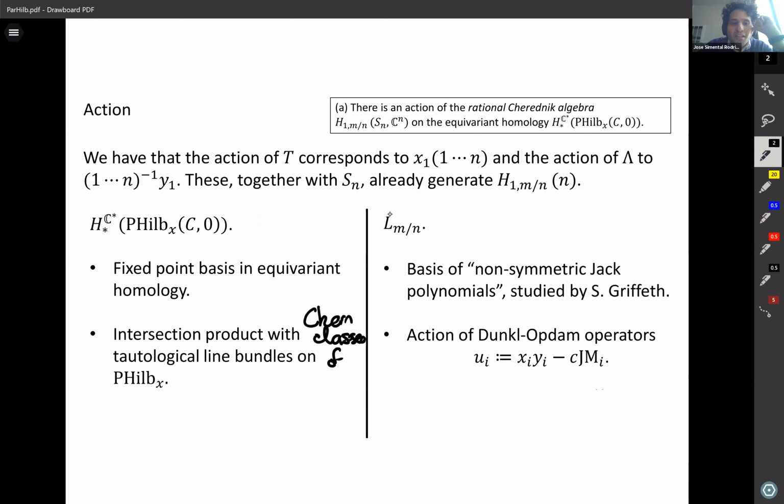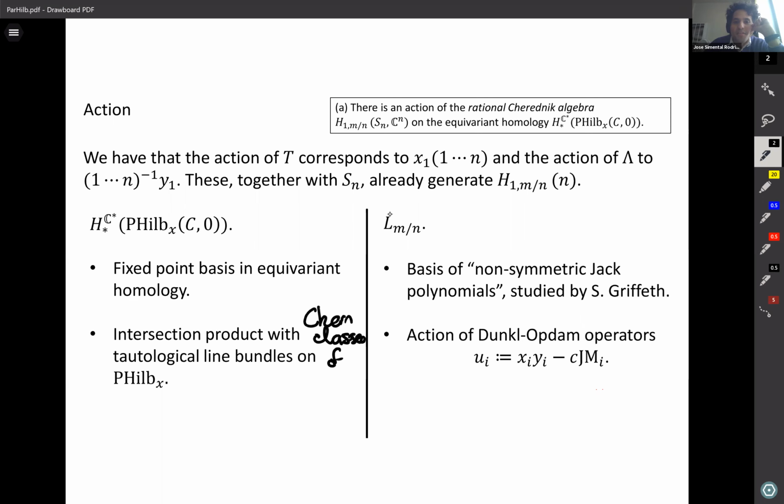And in all this slide, it is essential that M and N are coprime. Otherwise, I don't have a fixed point basis because the action won't have isolated fixed points. And I won't have this basis of non-symmetric Jack polynomials. It just won't be defined. Okay, but this takes care of part A.